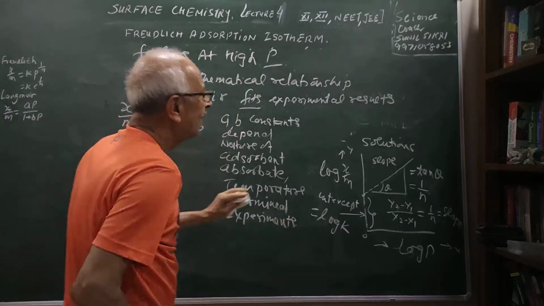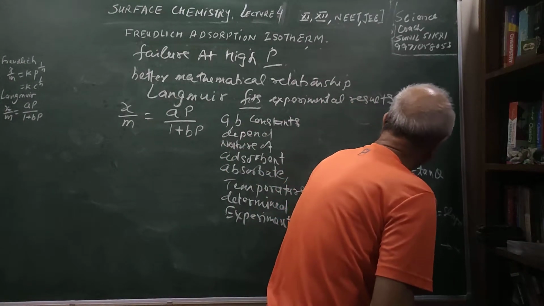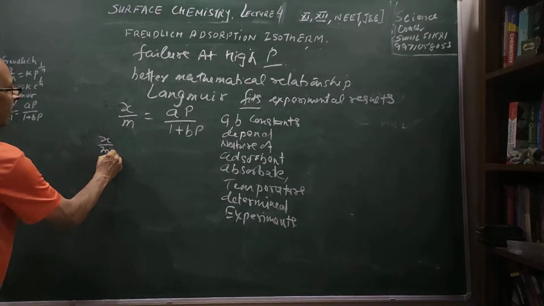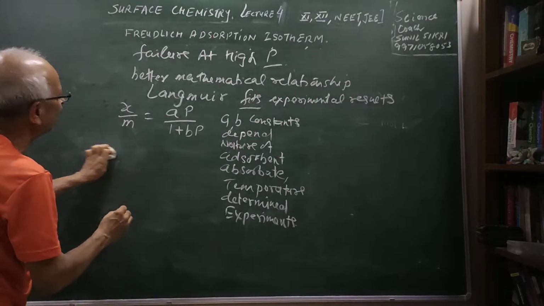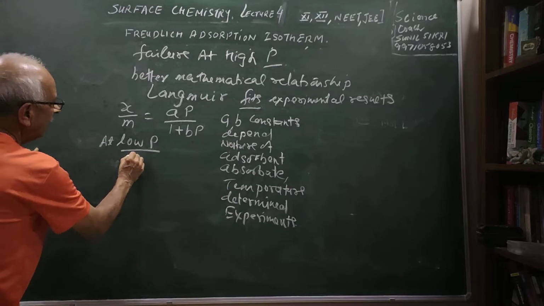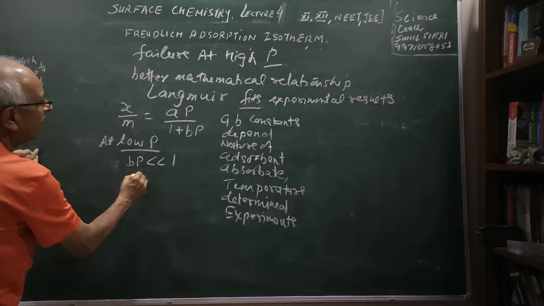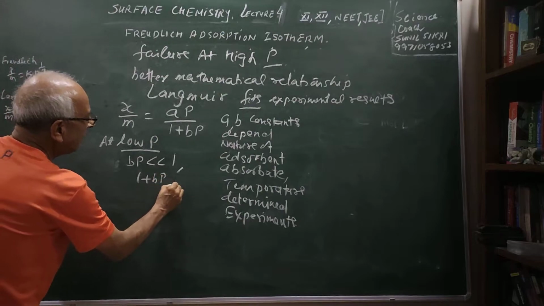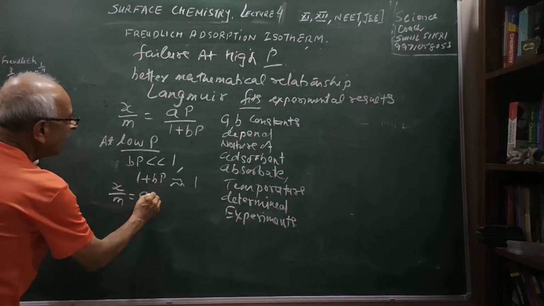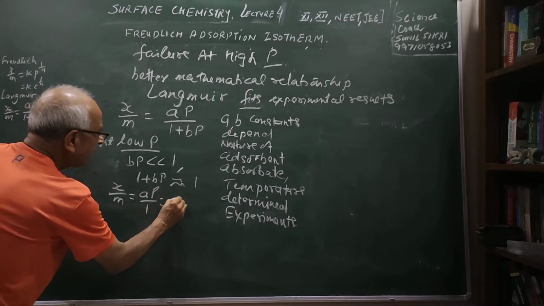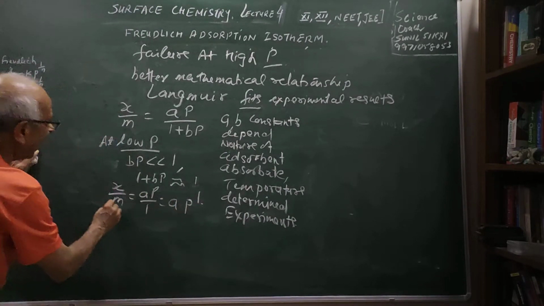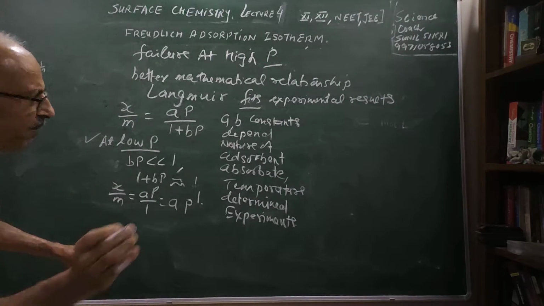Important points. Let me see what we are trying to say, students, here. Something very important. At low pressure, BP is much smaller than 1, and I can write 1 plus BP is equal to 1. So x by m is equal to AP by 1, which is AP to the power 1. So here we got a linear relationship between x by m and p at low pressure. So it explains the graph which we have drawn.